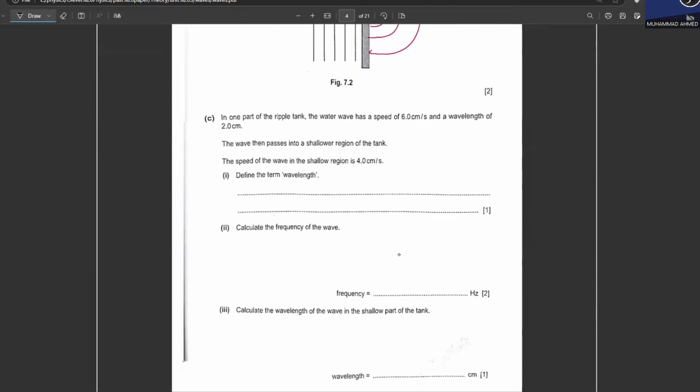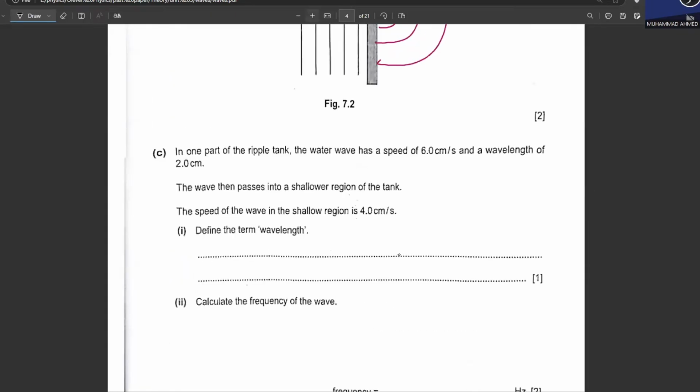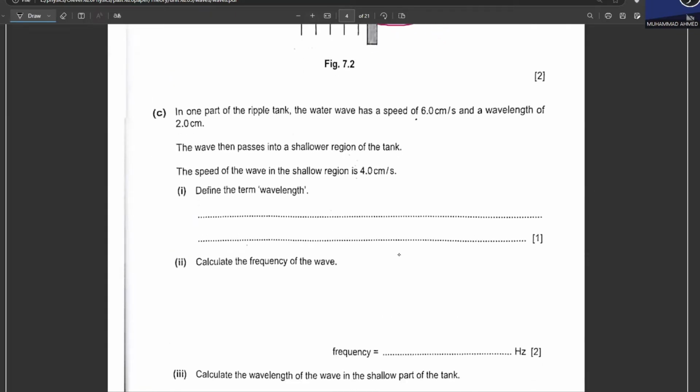Okay, in one part of the ripple tank, the water wave has a speed of 6 centimeters per second and a wavelength of 2 centimeters. Okay, 2 centimeters. So this is your lambda, this is your speed. The wave then passes into a shallower region. Okay, the speed of the wave in the shallow region is this.